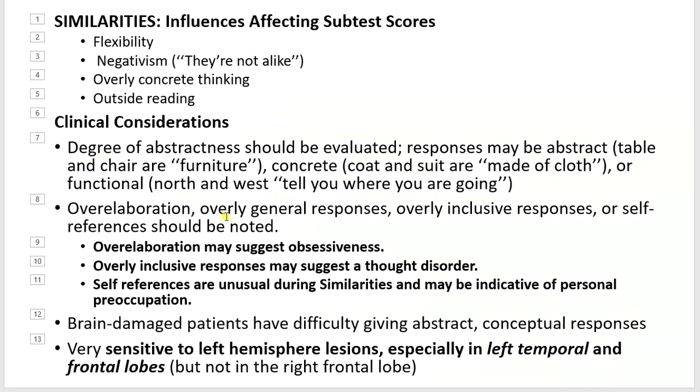Now, coming to the clinical consideration, first we should evaluate the degree of abstractness of the response. The response may be abstract, like table and chair are furniture. It may be concrete, like coat and suit are made of cloth. Or it may be based on some function, like north and west tell you where you are going. So rather than defining the abstract feature, one is defining it based on the function.